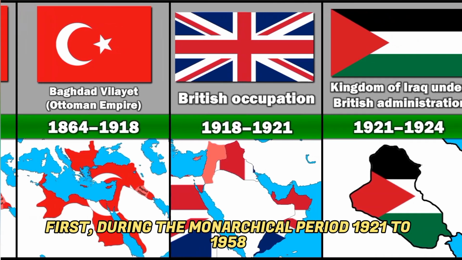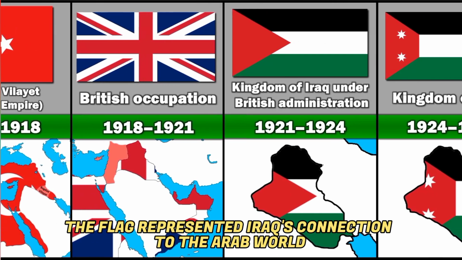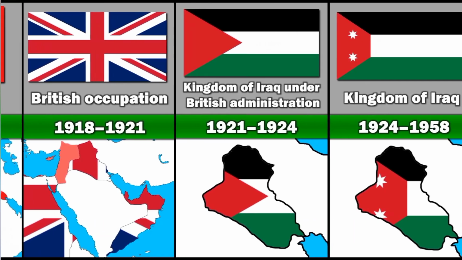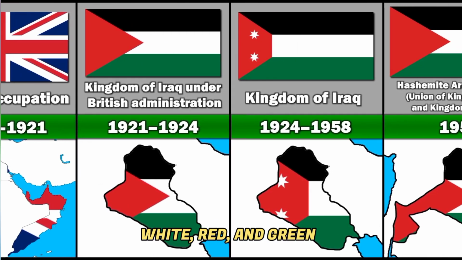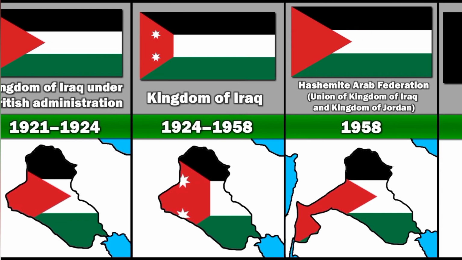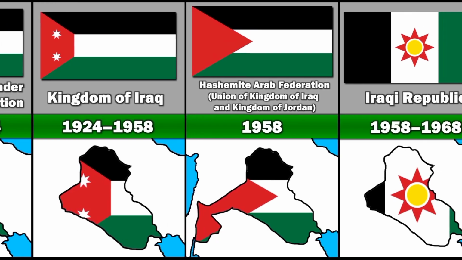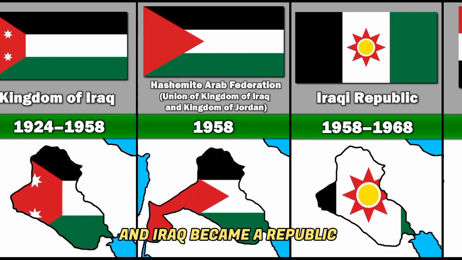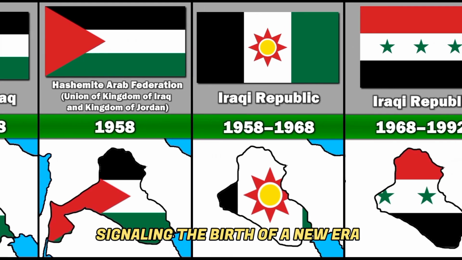First, during the monarchical period, 1921 to 1958, the flag represented Iraq's connection to the Arab world, using the famous pan-Arab colors of black, white, red, and green. This was after Iraq gained independence from British control. But then, in 1958, the monarchy was overthrown and Iraq became a republic. With that, a new flag came into use, signaling the birth of a new era.